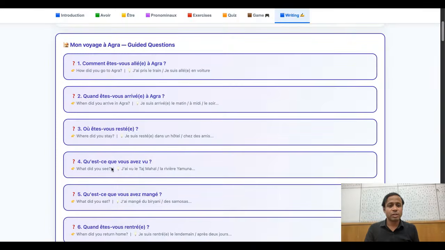Okay, next, qu'est-ce que vous avez vu? Which means what did you see? When you are going to visit any place, you are going to see something: monuments, some touristic destination. There are so many things to see. So j'ai vu le Taj Mahal et la rivière Yamuna. Yamuna river. So I saw the Taj Mahal and the Yamuna. Okay.